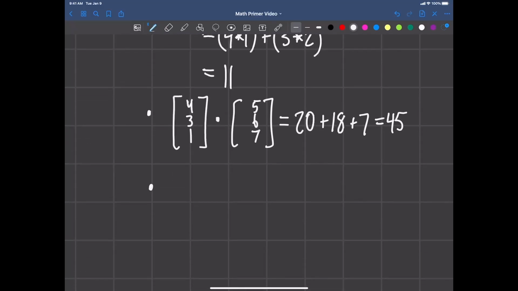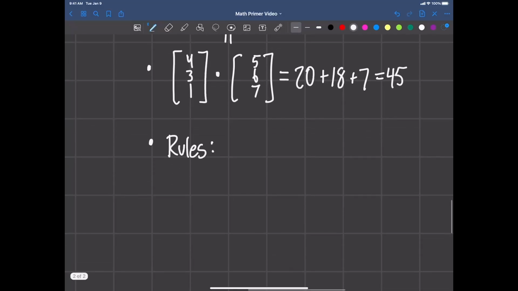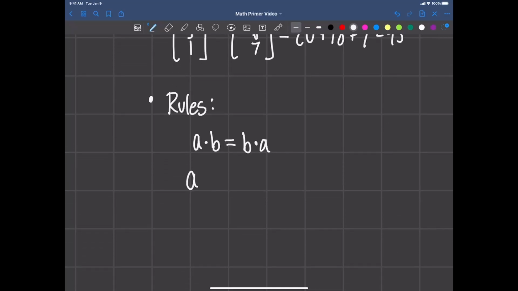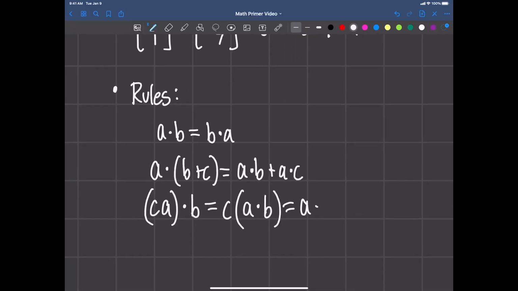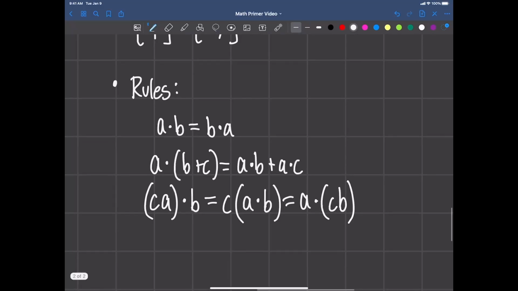Here are some rules for the dot product. A dot B is the same thing as B dot A. A dot (B plus C) is equal to A dot B plus A dot C. This is the distributive rule. (C times A), where C is a scalar, dot B equals C times (A dot B), and also A dot (C times B). This is basically the associative and commutative properties.